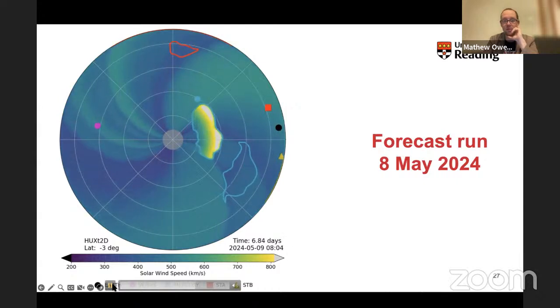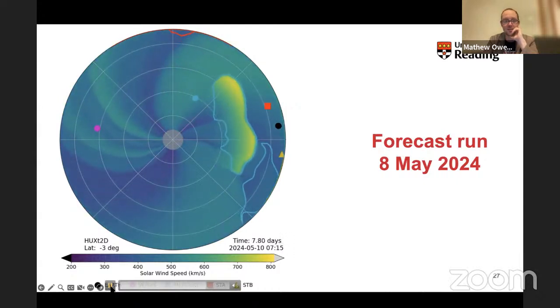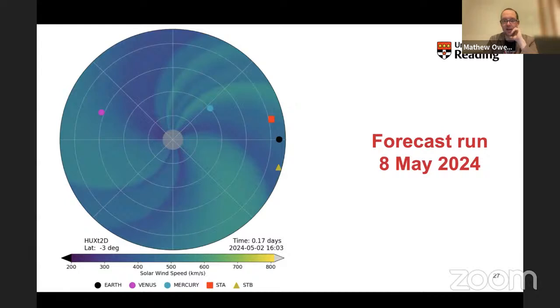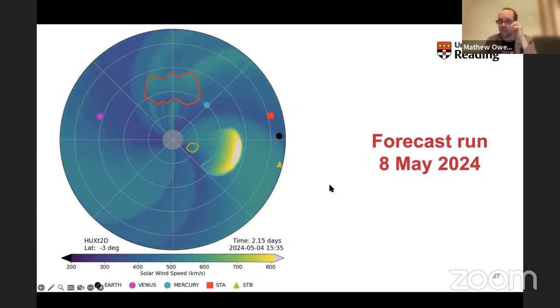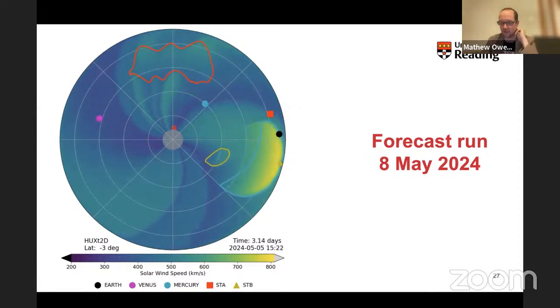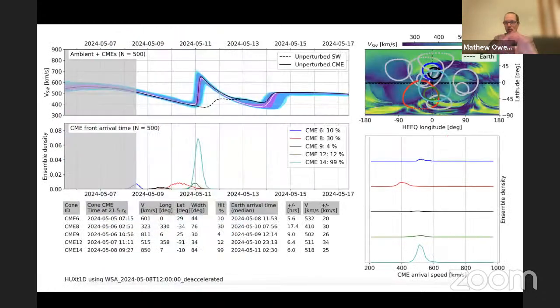There we go. And it was nice and fast. And it arrived. Oh, I can't pause it. Apparently, it arrives sometime late on the 10th, early on the 11th. And so the forecast dashboard for that looks like something like this. So again, here's the time that the forecast was made. And we were forecasting that in sort of 2.5 days' time, a CME would arrive at Earth.